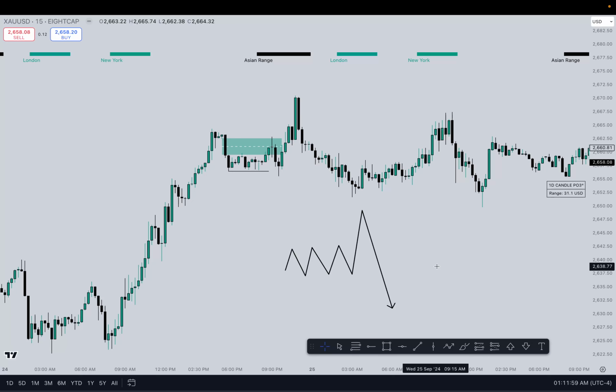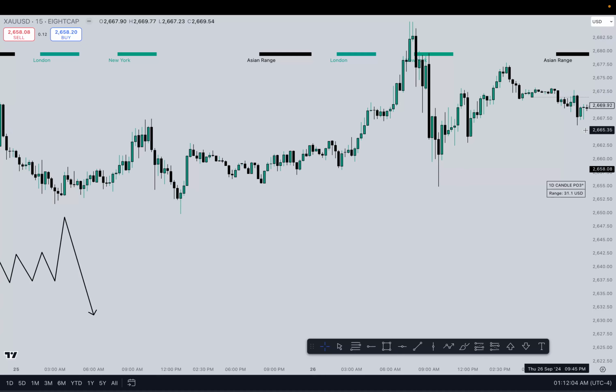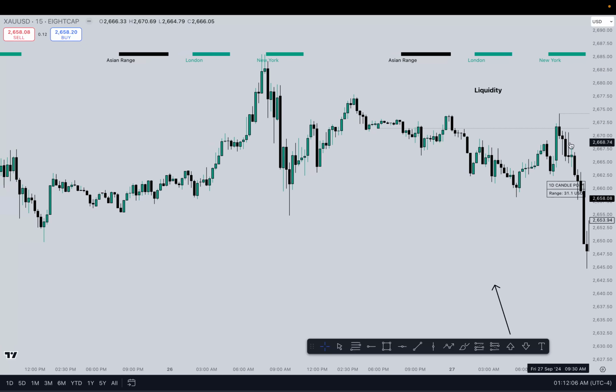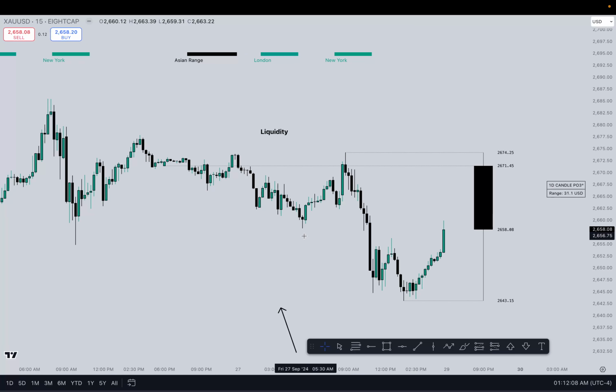That's liquidity. I hope this helps you understand how the market works a little bit better. Incorporate this into your model if you haven't already, and stop trading support and resistance.